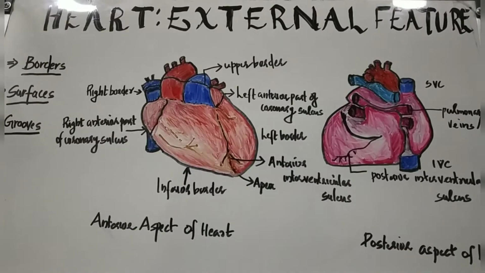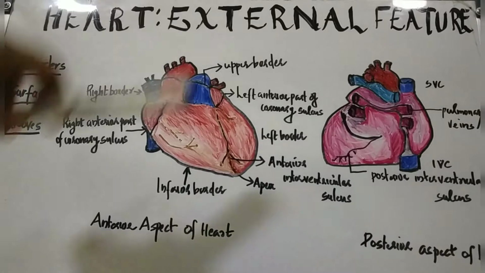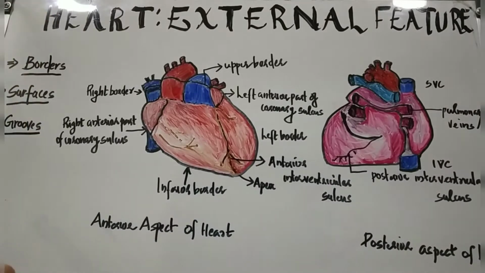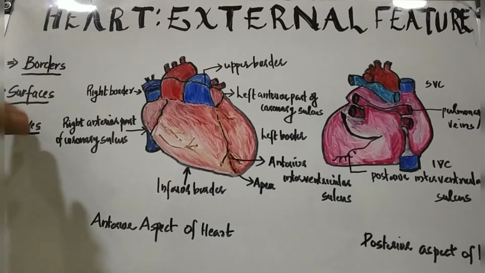So, today we will discuss the external features of the heart. In the previous class, we already discussed the pericardium, that is the outer covering that separates the heart from the other thoracic structures. Today we will discuss the borders, the surfaces and also the grooves of the heart. That is the external features of the heart.